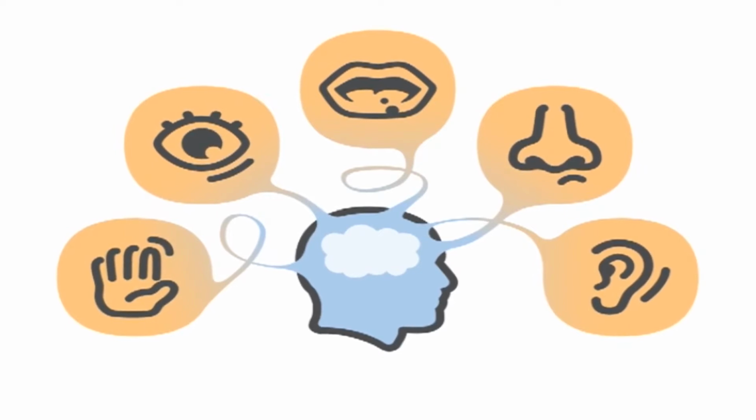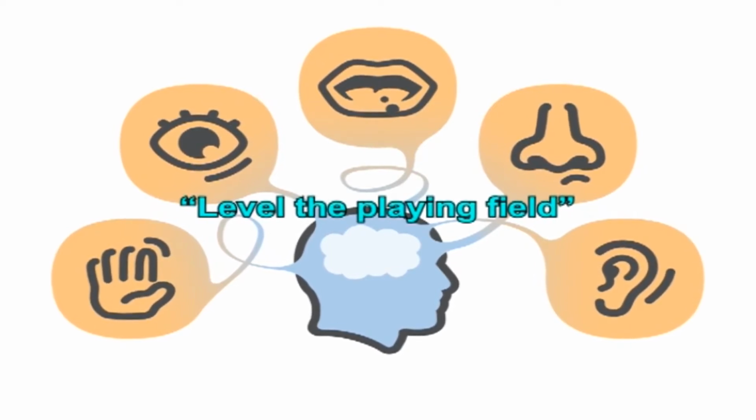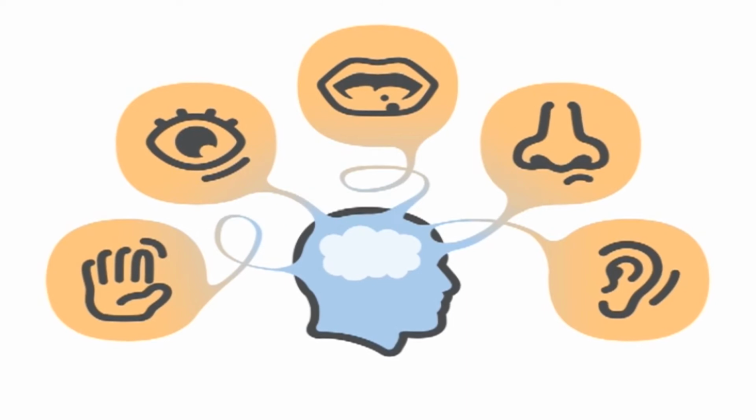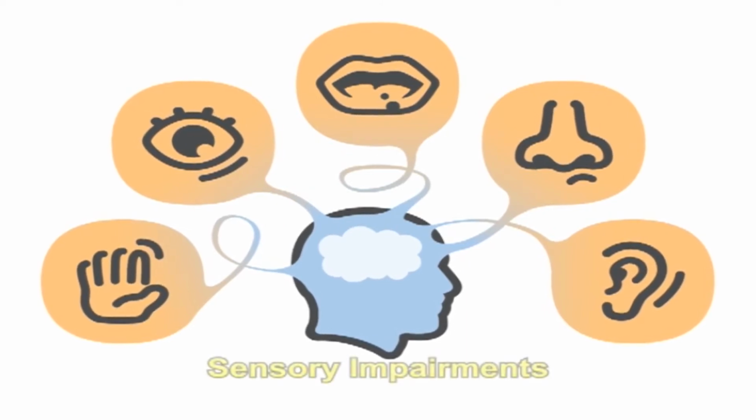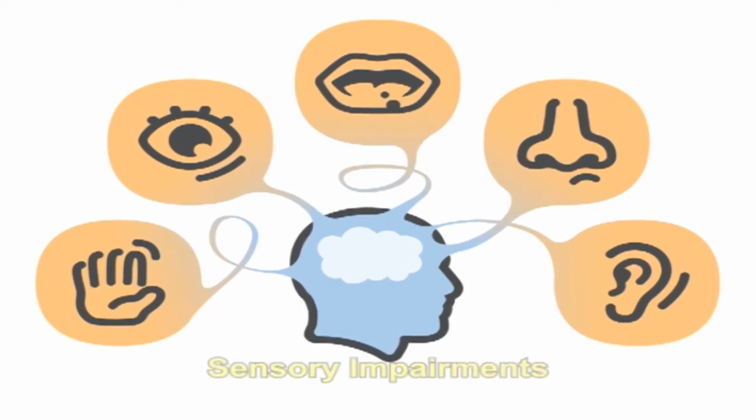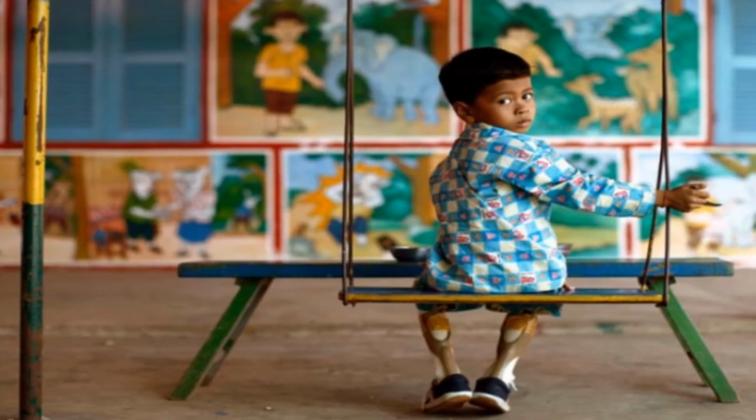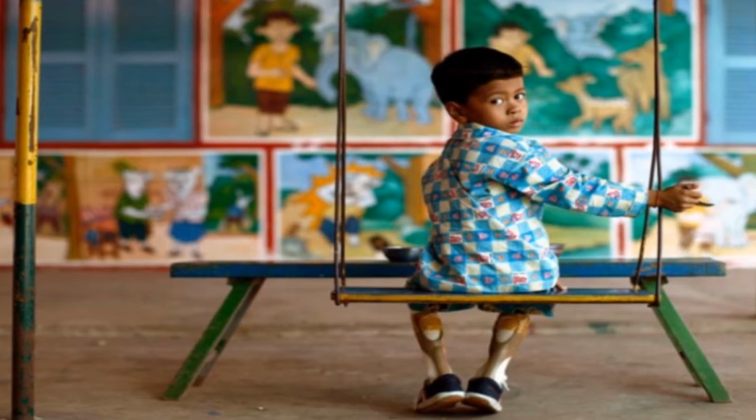The purpose of assistive technology is to level the playing field for students with disabilities by minimizing the effects of sensory impairments. A tremendous achievement gap, however, still exists between students with visual impairments and their peers who do not have disabilities. There are two possible reasons for this discrepancy.